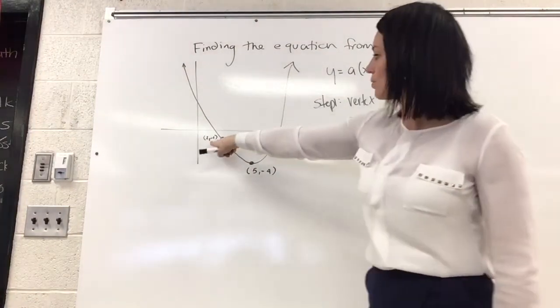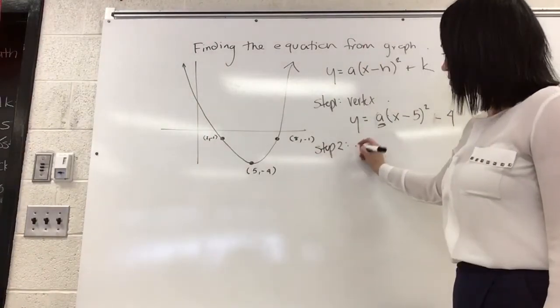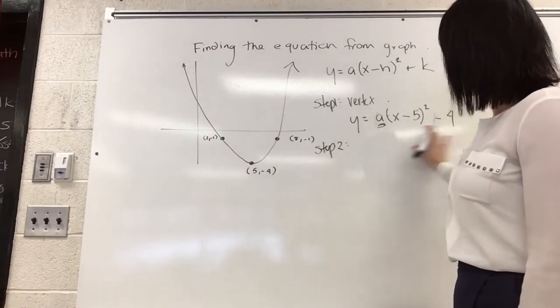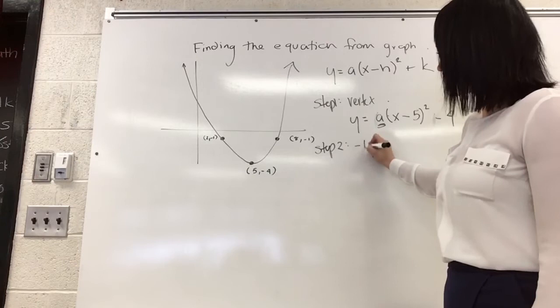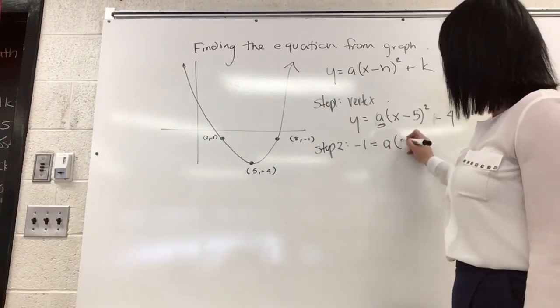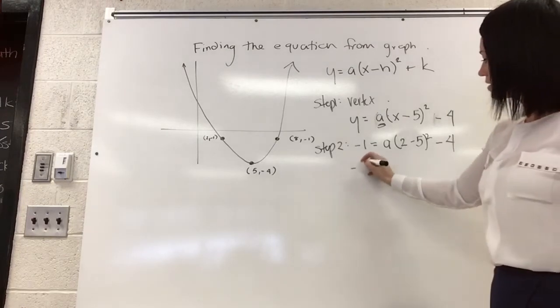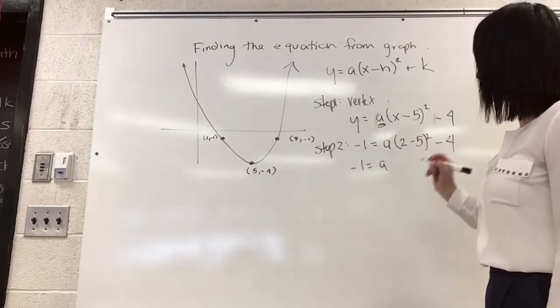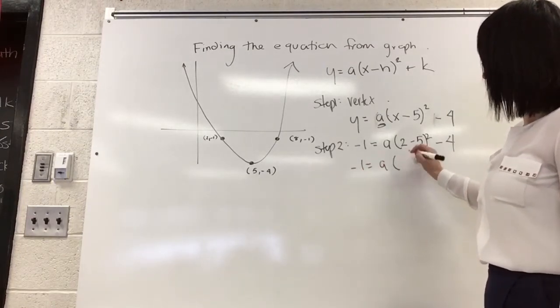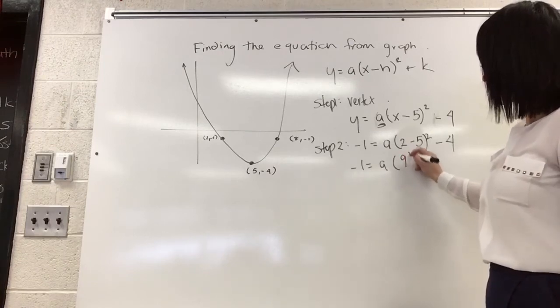So let's just pick the point (2, -1). So I'm going to plug the point (2, -1) into here. So -1 = a(2 - 5)^2 - 4. 2 minus 5 is negative 3. Negative 3 squared is 9.